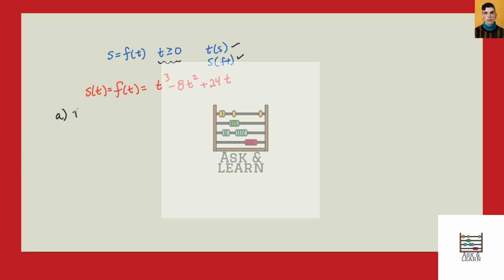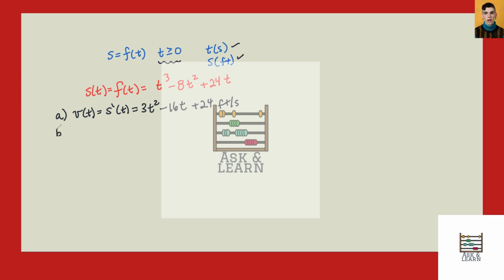Okay, first of all, we want to find v of t. And v of t is the derivative of our position graph. So we're going to go ahead and use the power rule. We'll get 3t squared minus 16t plus 24 by the power rule. And our units will be feet per second.